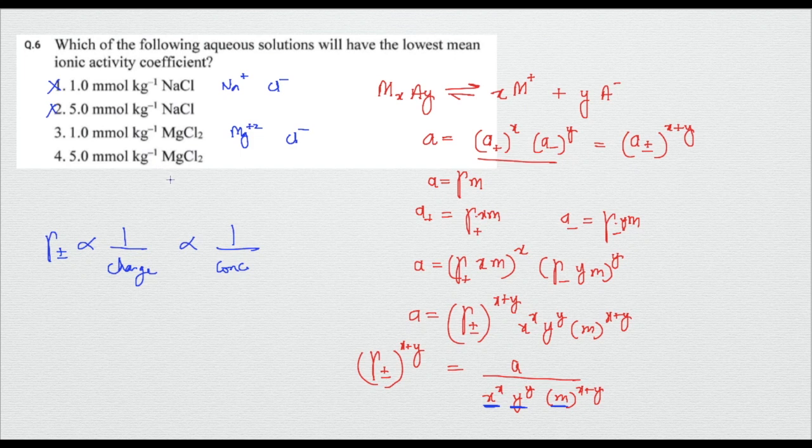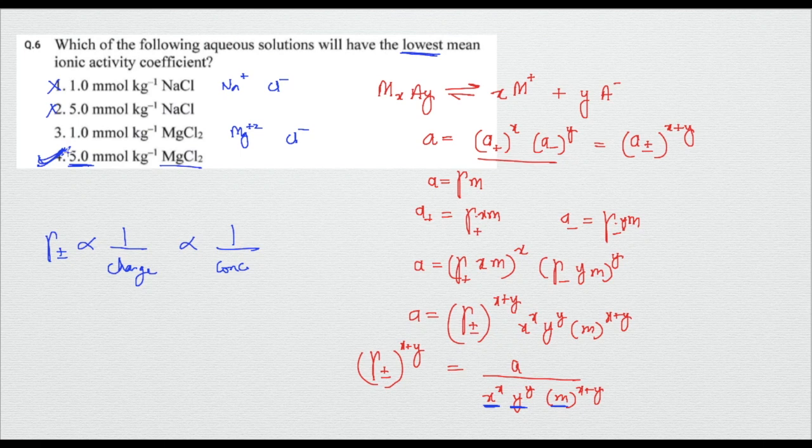Talking about the concentration, the concentration is highest over here, and the more the concentration, the smaller the value. Remember, you have to find the lowest mean ionic activity coefficient in the question. The concentration is higher over here, and the charge is also high in option number 4. So option number 4 is the one which has the lowest mean ionic activity coefficient. You just have to do it like that. You don't have to go into the full solution. You can do it like that also.